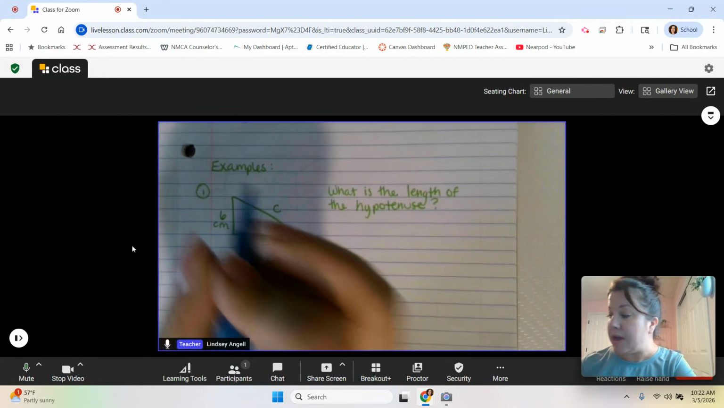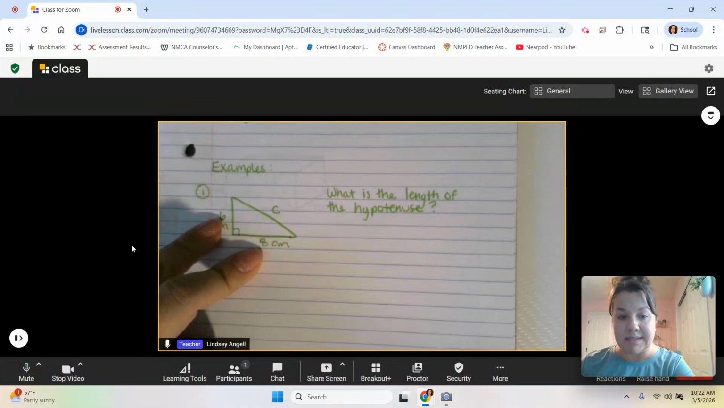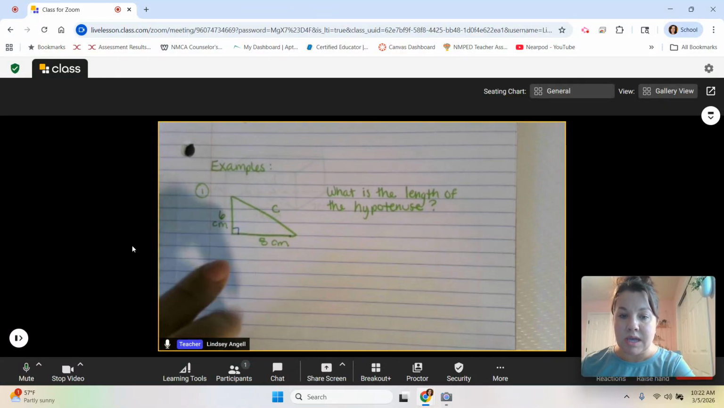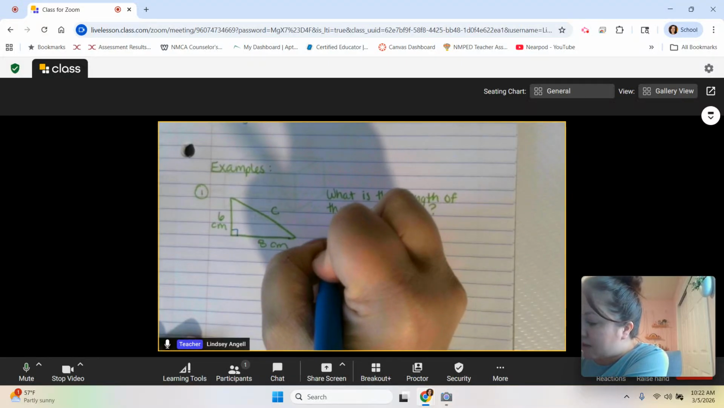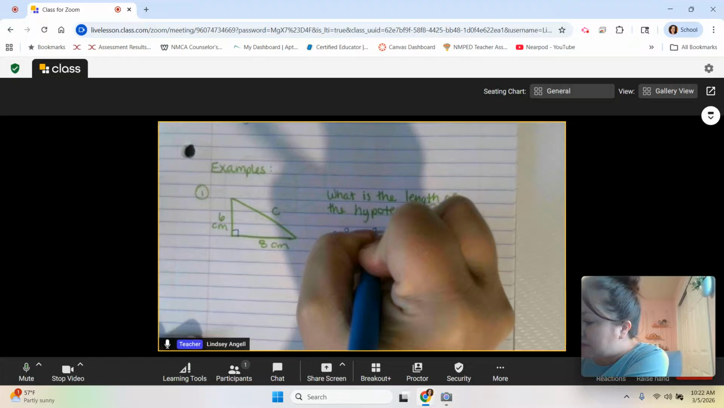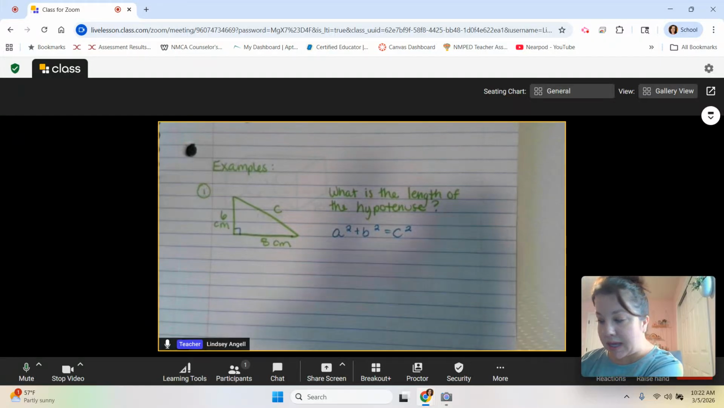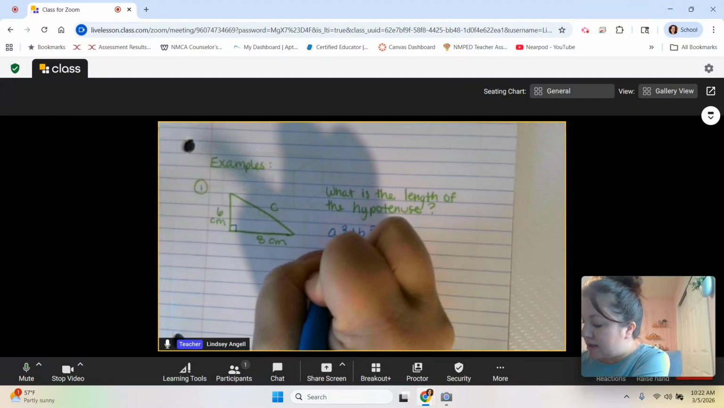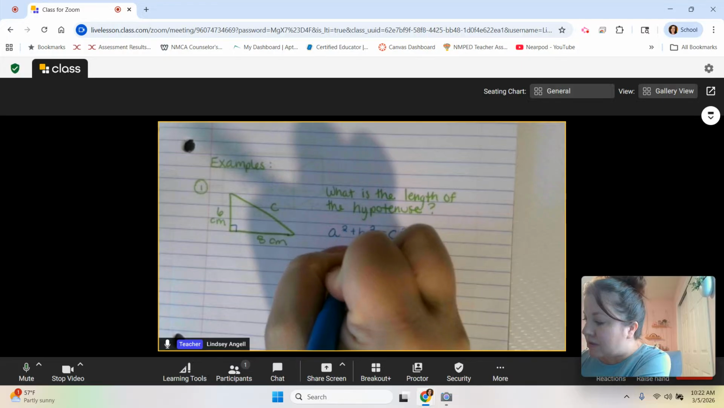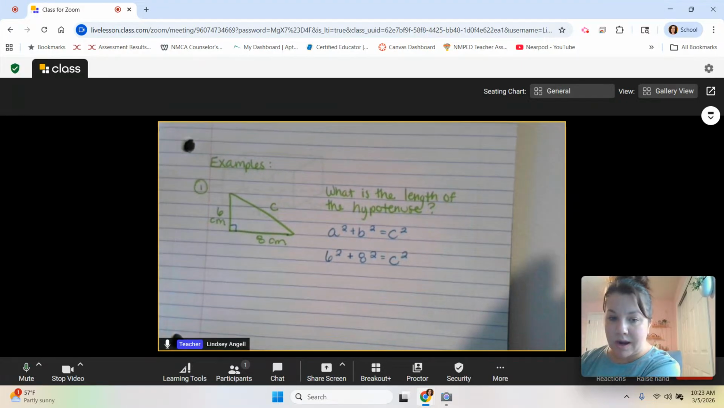So with this first one, we are given the side lengths of the legs of 6 and 8 centimeters, and we want to know what is the length of the hypotenuse. So with that, we're going to use that formula, a squared plus b squared equals c squared. And then we're just going to plug in. Remember, these were the legs. This would be like our a and our b. So in this case, that would be 6 squared plus 8 squared equals c squared.